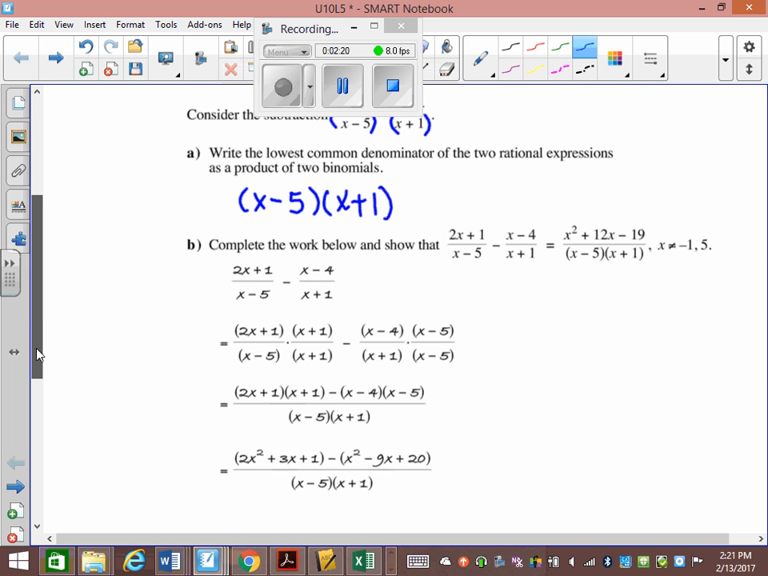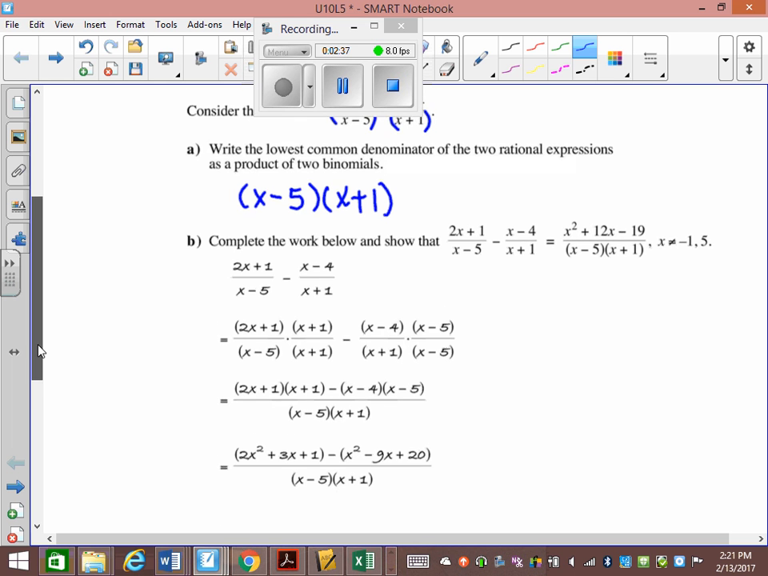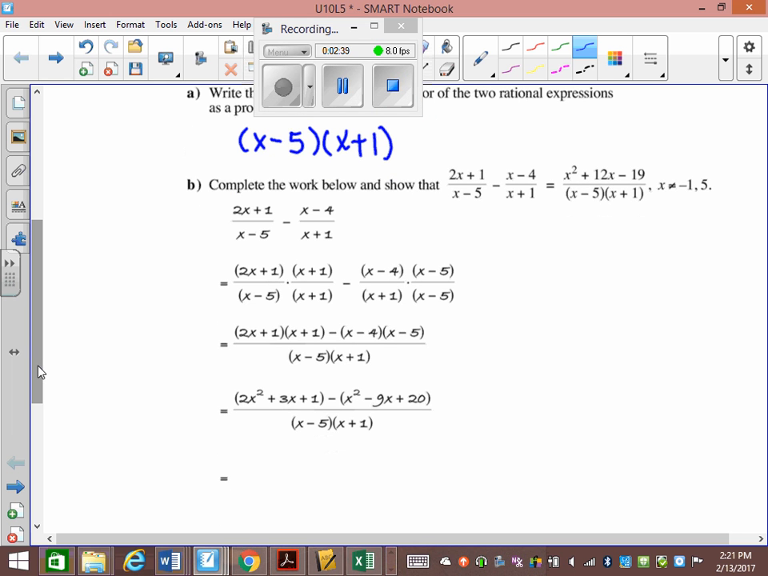They complete the work shown below. So they have the original. We're just watching, just paying attention to see what they do. Then they're multiplying the left side by x plus 1, and the right side by x minus 5, correct? Now with adding and subtracting, you distribute the tops, but the bottom you leave as two factors, and you don't put them together.